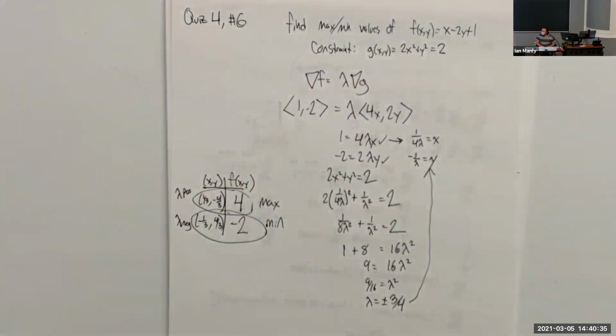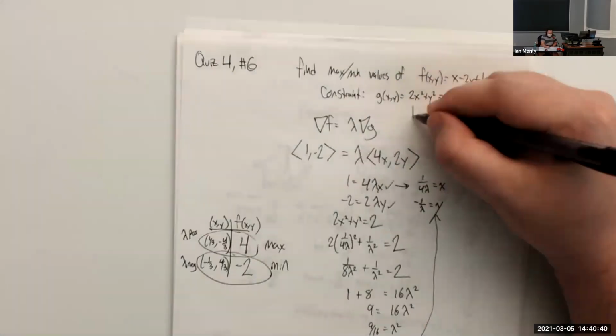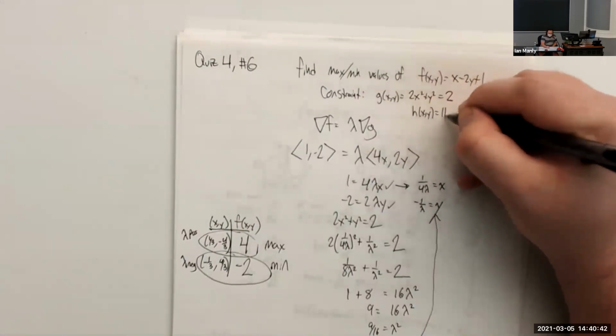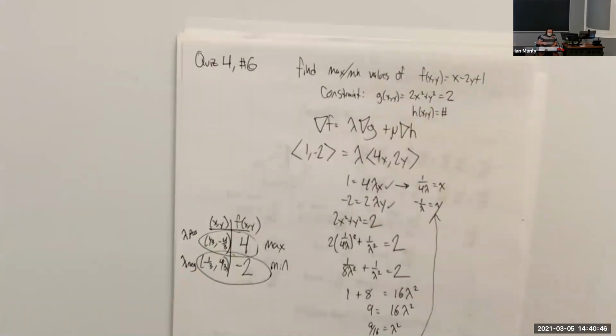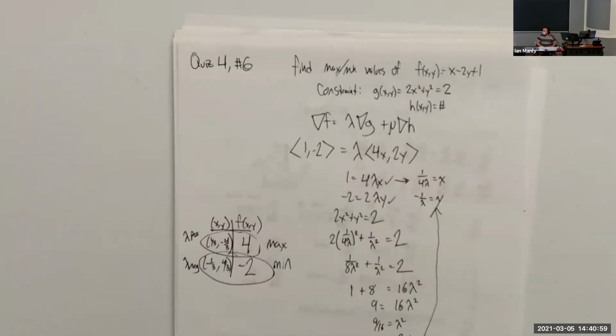How do we do a problem with two constraints again? Well, remember with that, if we have h of xy is some number, then we're going to add mu, and then we have the gradient of h. That would be how we would handle multiple constraints. All right. When we use the original equation's derivative, that would be more like the substitution method.